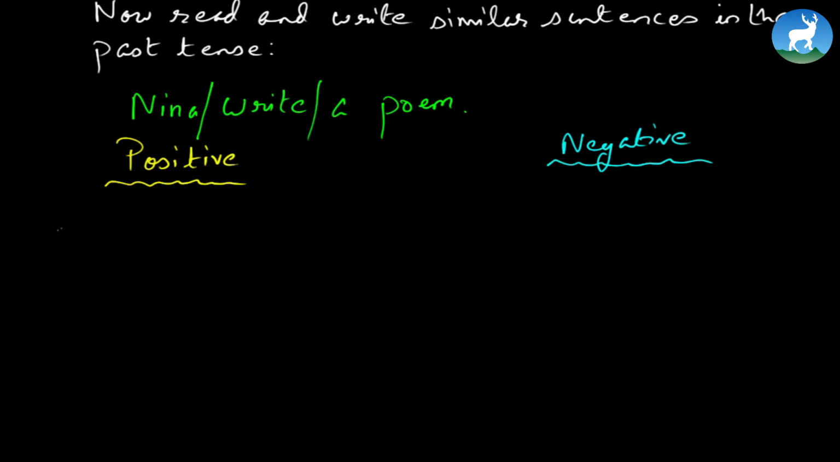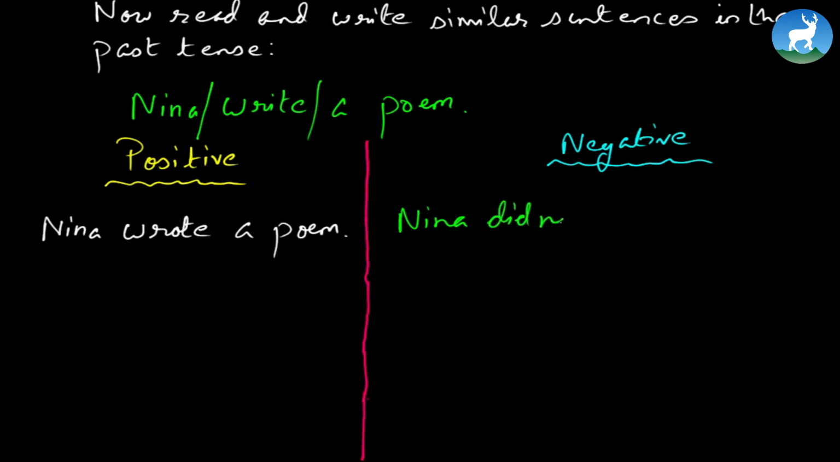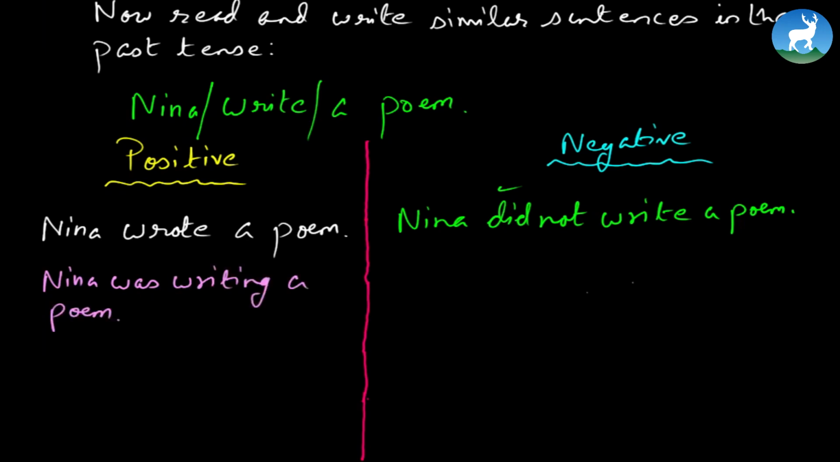Here we go. Nina, simple past, write changes to wrote a poem. Positive, and its negative would be Nina, let's have a segregation here in between, Nina did not. Here simple past is already coming in the did form, so that's why did not write a poem. Now number 2, past continuous or past progressive. Nina was writing a poem. And it's going to be, negative, Nina was not writing a poem.